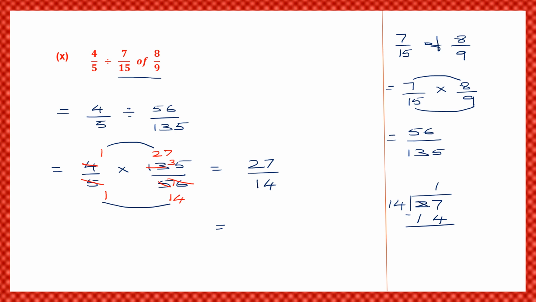Now let's subtract this. 7 minus 4 is 3. 2 minus 1 is 1. So what do we get here? 1, 13 by 14. That's our answer.